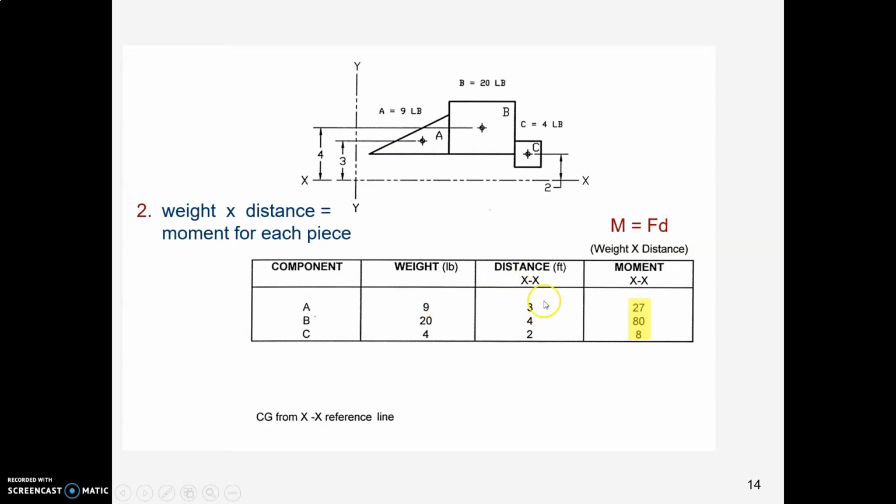9 times 3 gives us a moment of 27. 20 times 4 gives us a moment of 80. 4 times 2 gives us a moment of 8. There are the moments for those three pieces when we're thinking of the Y direction.